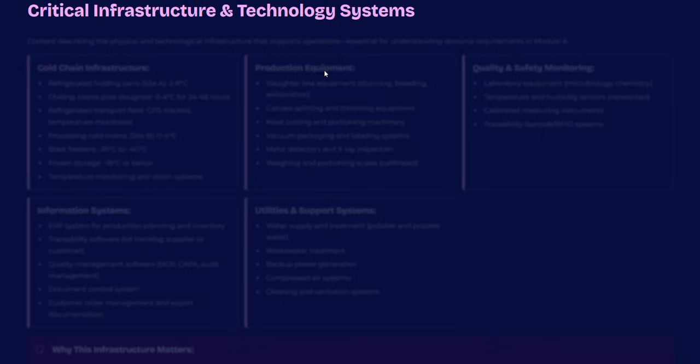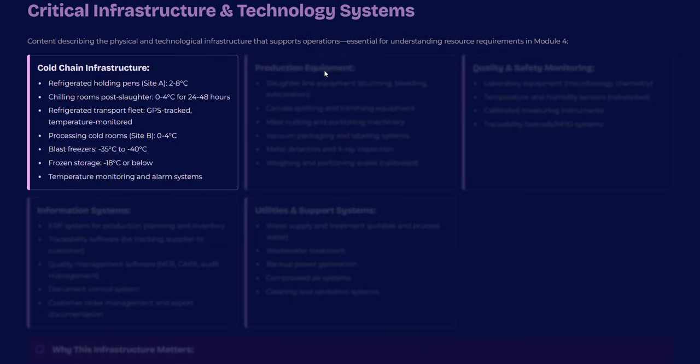Now, the critical infrastructure and technological systems. The content of this slide describes the physical and technological infrastructure that will support operations, which is essential for understanding resource requirements in Module 4 of this course. So first we have cold chain infrastructure: refrigerated holding tanks inside A have to be maintained at 2 to 8 Celsius.